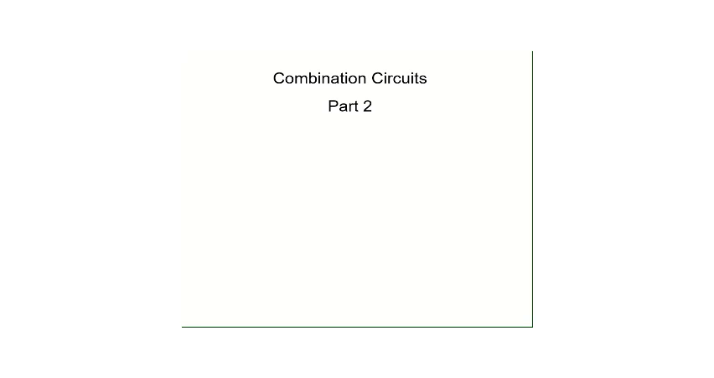We're now going to continue learning about combination circuits. Remember that our goal is always to take a combination circuit and reduce it to a series circuit so that we can conduct an analysis and determine the total resistance and current and voltage through each element of our resistor circuit.